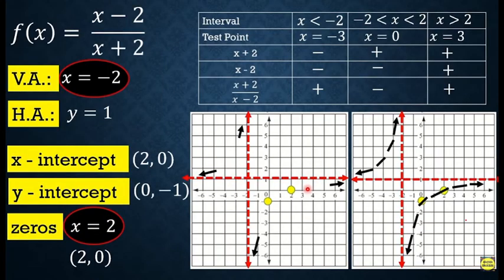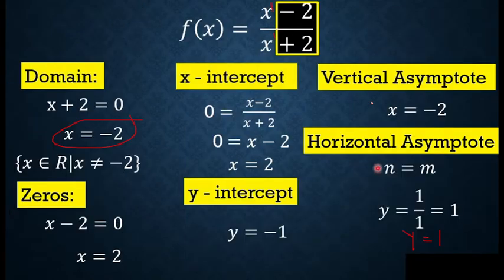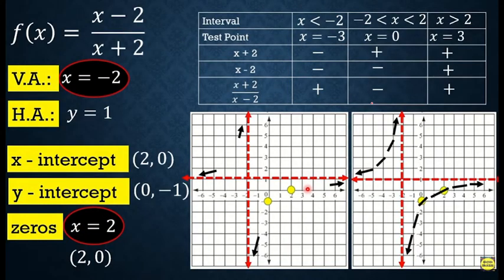So we have a rough sketch here, and the sign table. The vertical asymptote is x equals negative 2, and the horizontal asymptote is y equals 1. So we have a vertical line here, and in the horizontal asymptote, y equals 1.